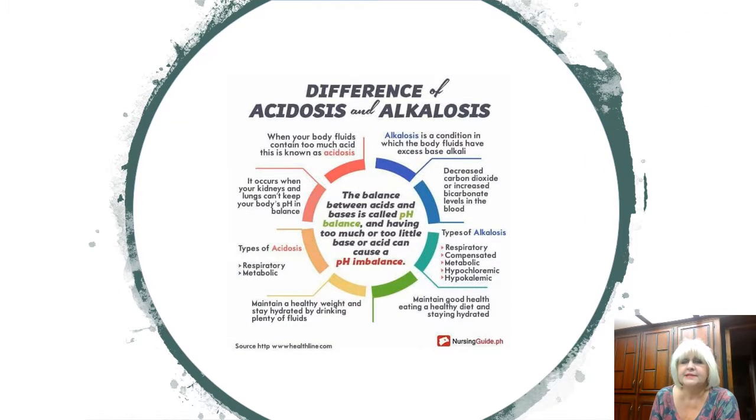So even though we're discussing acidosis, I wanted to show you the difference between acidosis and alkalosis. So alkalosis will be covered in another PowerPoint, but any imbalance of the two can cause you problems. So the alkalosis side on the right has a decrease in carbon dioxide that leads to too much bicarbonate level in the blood. Both of these require you to maintain a healthy lifestyle, including staying hydrated. So everything I just said about alkalosis was actually just the opposite of what we just learned on acidosis.